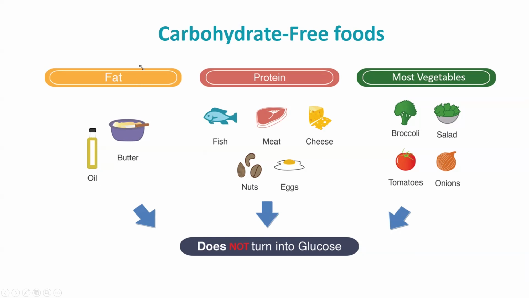So for example, fat-based foods like butter, oil, pesto, mayonnaise, they will not affect your blood glucose levels. The next food on the list are protein foods like fish, meat, cheese, nuts and eggs. They also will not affect the blood glucose levels. And then also lastly is your vegetables and salads. So we also know that these will not affect the blood glucose levels either. These foods do not contain any carbohydrates and therefore they will not affect the blood glucose levels. So you can eat them at any time of the day and they won't affect the blood glucose levels.